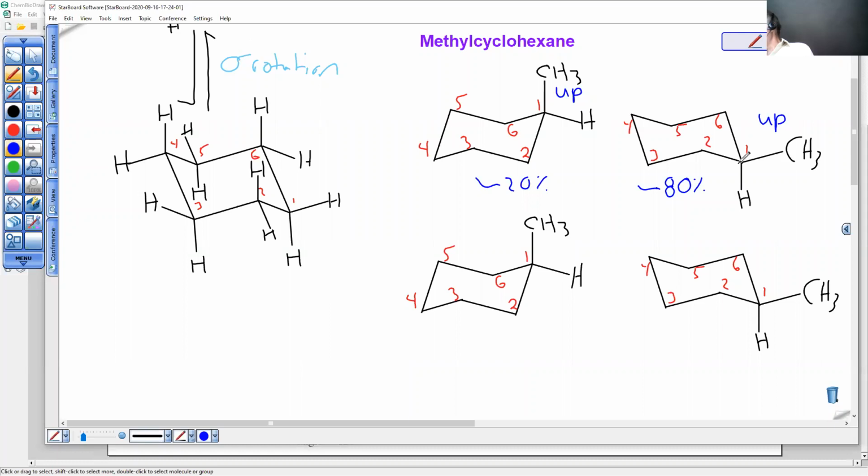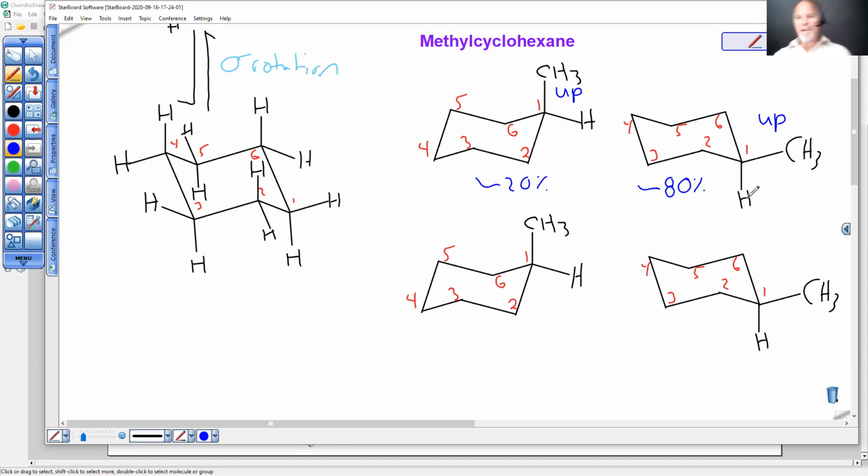Here's horizontal. Right through the carbon is horizontal. It's above it. So when you go from one chair to the other, all groups that used to be up are still up. And you can use the H as an example too. Here it's down and here it's down. So everything that was up stays up. Everything that was down stays down.